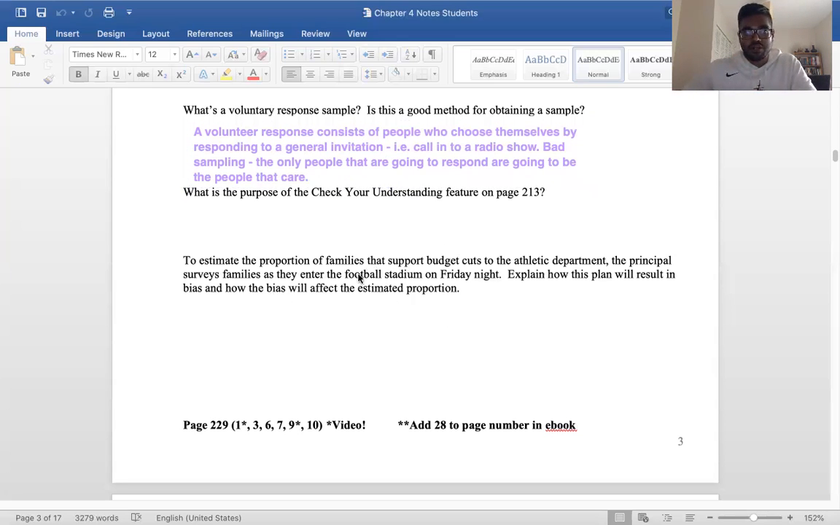To estimate the proportion of families that support budget cuts to the athletic department, the principal sent out surveys to the families that enter the football stadium on Friday night. Explain how this will lead to bias. For this one, I want you to just think about the type of people that are going to be attending football games on a Friday night. Do you think they care about athletics or not? Let's see if you can come up with an answer for this. And again, we can go through this in more detail if we have to.